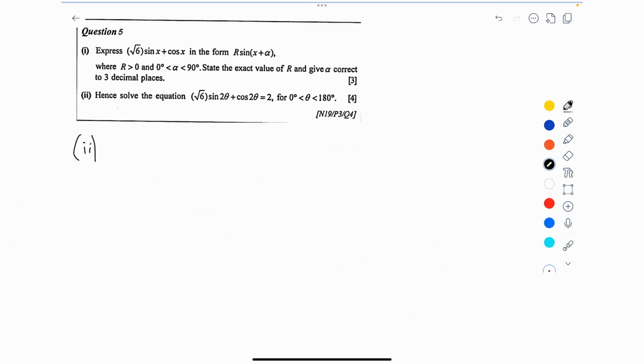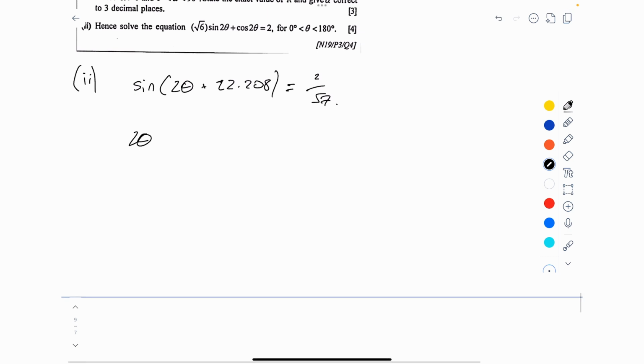Alright guys, now for number 5ii. Again, going to skip to the second part. So what we're going to get really is a sine of 2 theta plus 22.08, and that's going to equal 2 over root 7, right? Which means what? And what that means is 2 theta plus 22.208 is going to equal 49.107 degrees. Okay, perfect. So what do we do now?